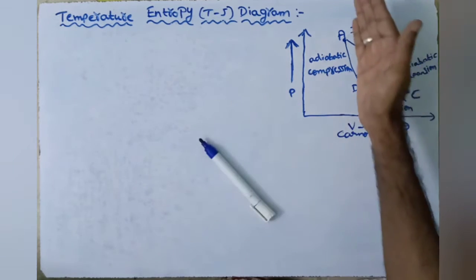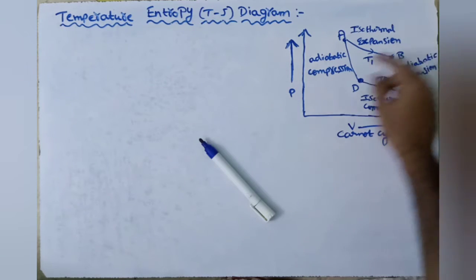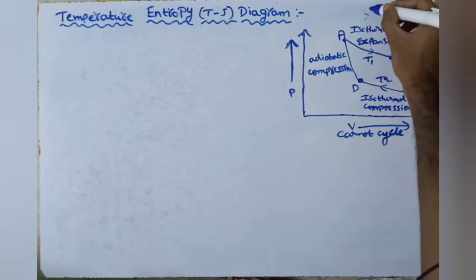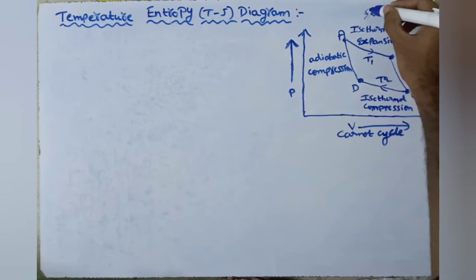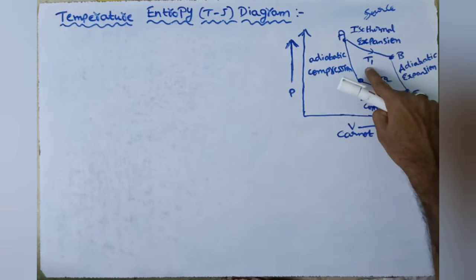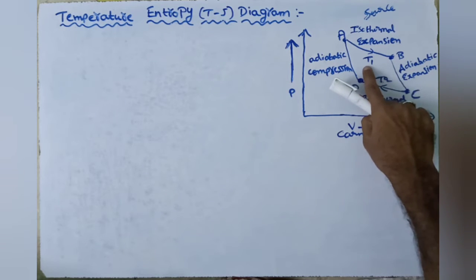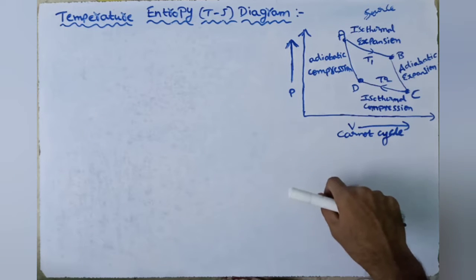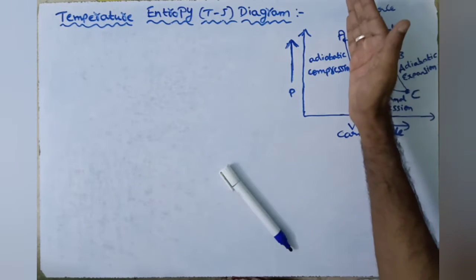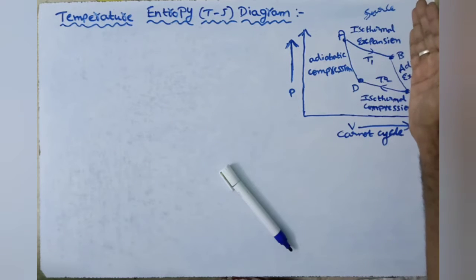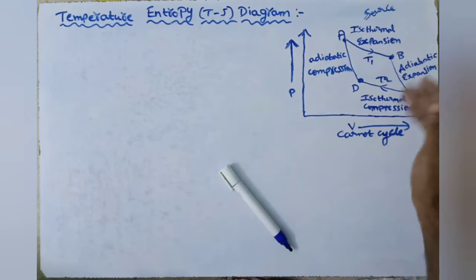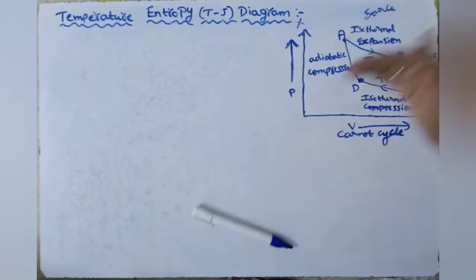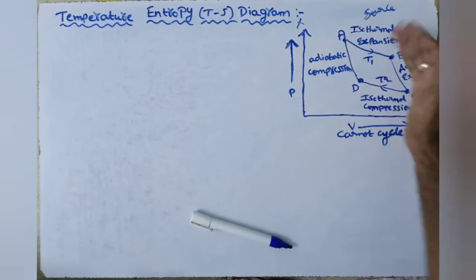First, the first curve is isothermal expansion. When the working substance is placed on the source, it absorbs some amount of heat energy continuously and maintains temperature T1. We make the working substance expand, then its pressure decreases and volume increases. Here volume is along the y-axis and pressure is along the x-axis. Pressure is decreasing and volume is increasing.